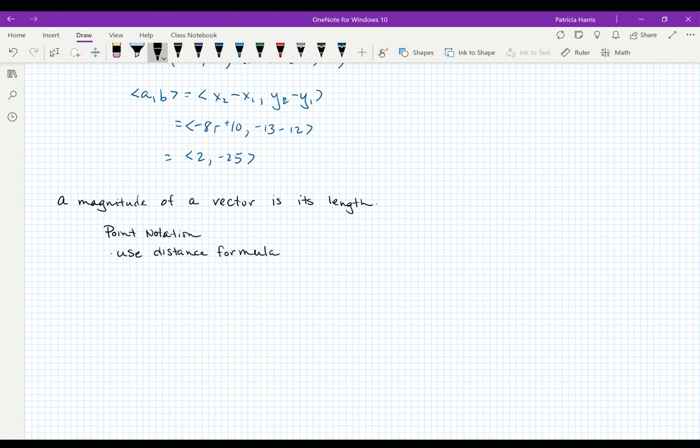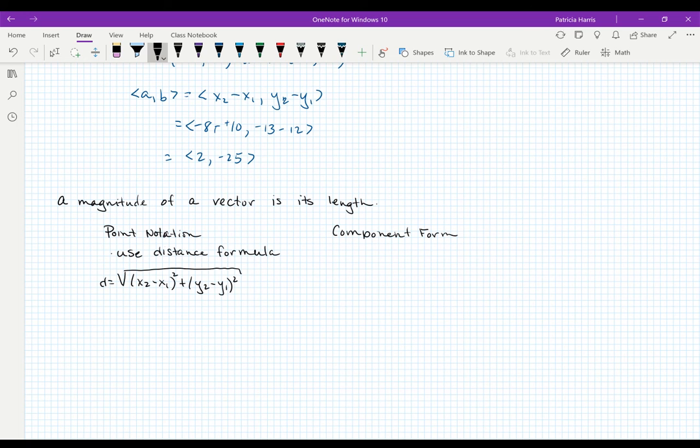Okay, so the distance formula looks like this. I forgot my squares. Okay, now if you're in component form, things get a little easier, but the notation is a little new.